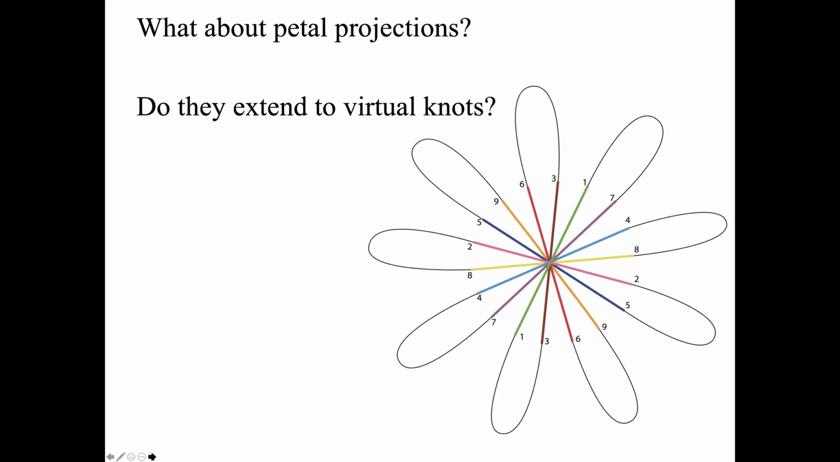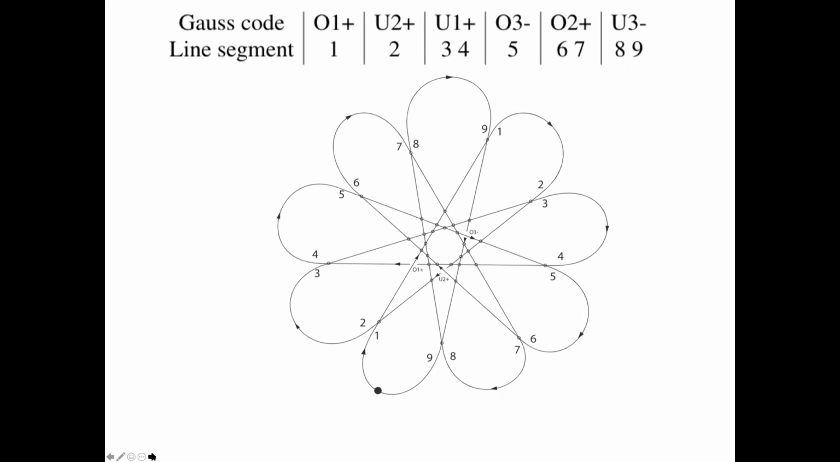Finally, what about petal projections? Do they extend to virtual knots? So this pretty idea of turning a knot into a flower, can you do that with virtual knots? And it turns out that the answer, in fact, is yes. It turns out that you can use what's known as the Gauss code, which is a code for representing a diagram for a knot. And the Gauss code works for classical knots and it works for virtual knots. And you can show, using the Gauss code, that you can turn any virtual knot into a virtual triple crossing diagram.